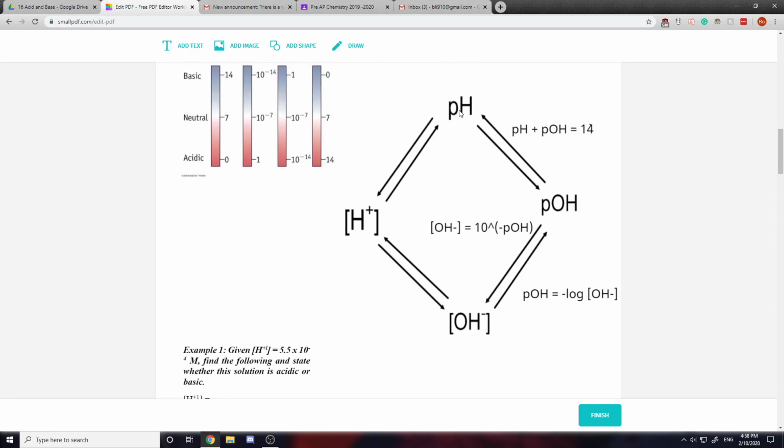If you're given the pH and you're trying to find the pOH, actually, let's go the other way first. If you're given the concentration of H plus and you're trying to get to pH, same thing. The P acting on H is just a negative log, so the pH is equal to the negative log of the H plus concentration.